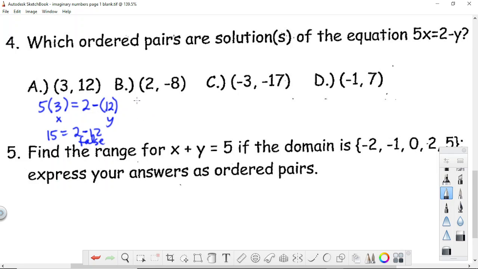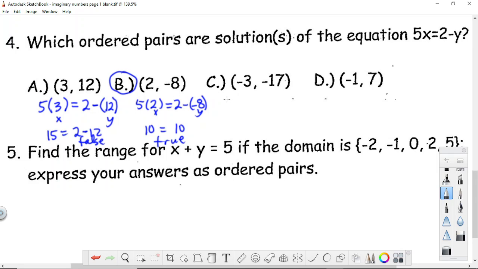We try them all. Just like that, we have 5x, and then equals 2 minus y. Plug in our numbers. For x, it's the first number, it's 2. For y, it is -8. So 5 times 2 is 10. 2 minus a -8, that's 2 plus 8, that's 10. Yeah, that is true. So that one is a solution.